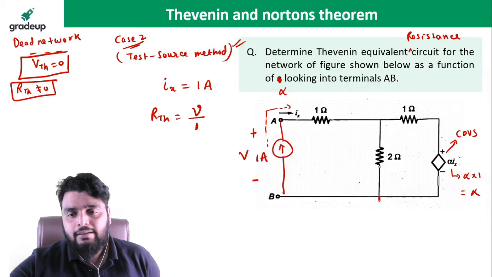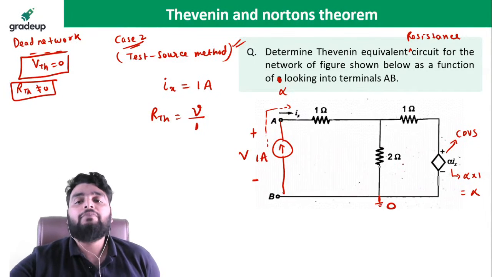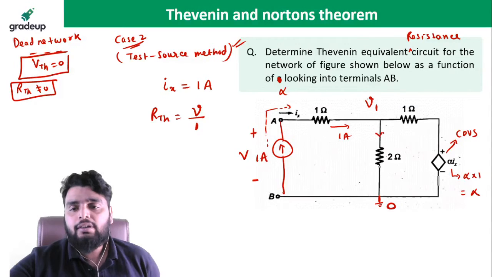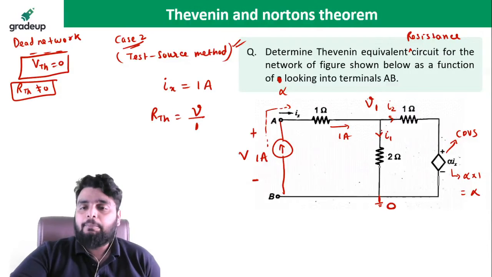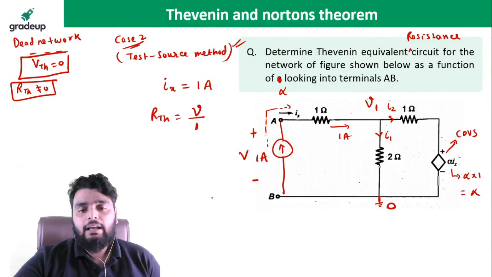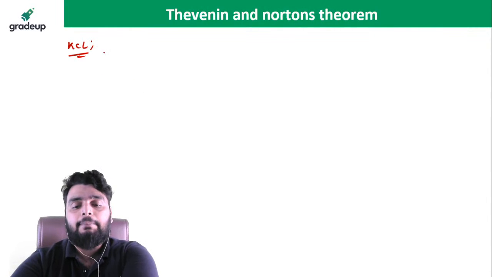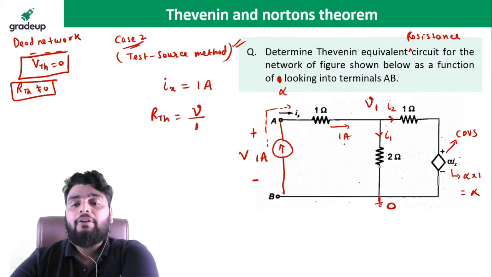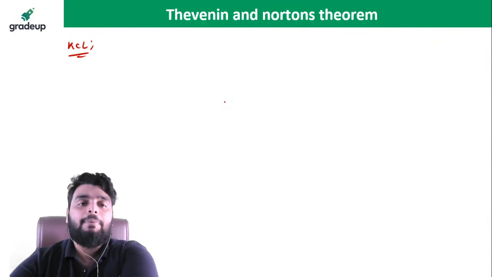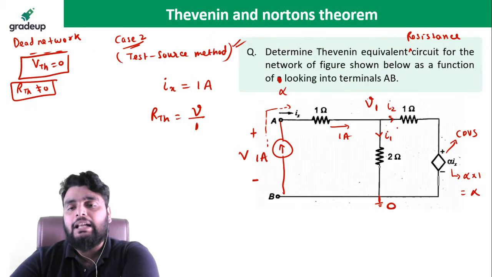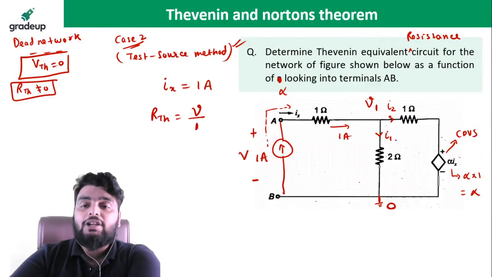For nodal, let's suppose I am taking this reference as 0, and this becomes V1. I know Ix is flowing here, which is nothing but 1 ampere. Let us suppose here I1 is flowing and here I2 is flowing. Now I can apply KCL. If you apply KCL, it becomes the sum of currents entering, which is 1 ampere, equal to the sum of currents leaving, which are I1 and I2. You can assume the direction in any form.